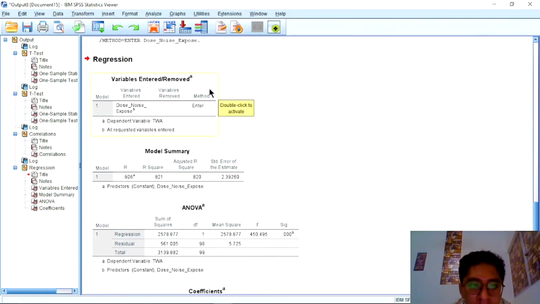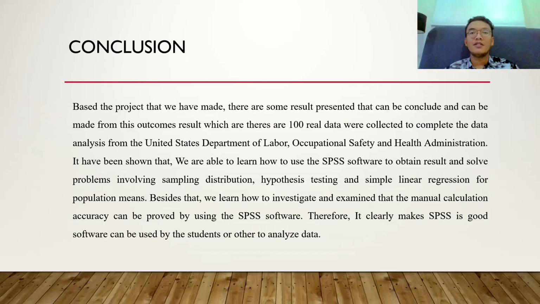Okay, thank you. That's all. Let's continue to the conclusion. So based on the project that we have made, there are some results presented that can be concluded from this outcome, which are: there are 100 real data points we collected to complete the data analysis from the United States Department of Labor, Occupational Safety and Health Administration.